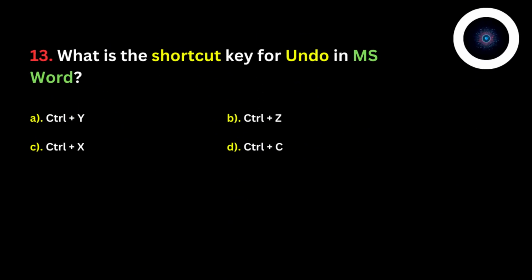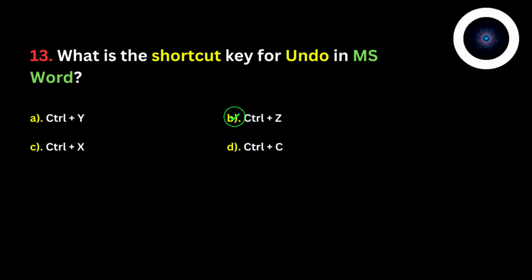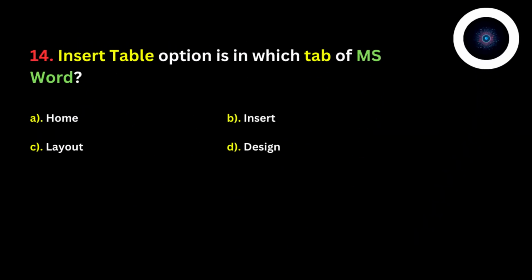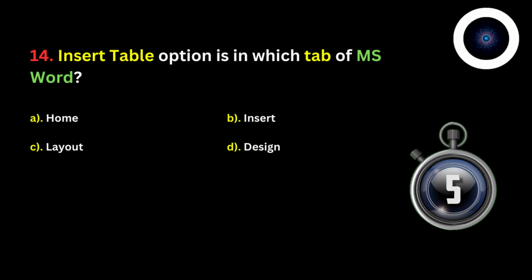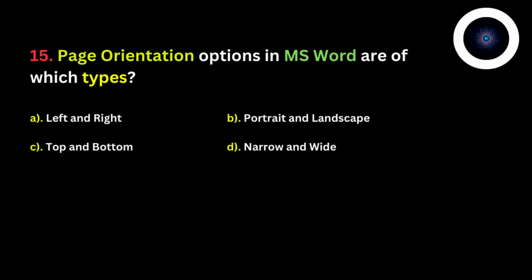Question number 13. What is the shortcut key for undo in MS Word? Correct answer is Ctrl+Z. Question number 14. Insert table option is in which tab of MS Word? Correct answer is Insert.